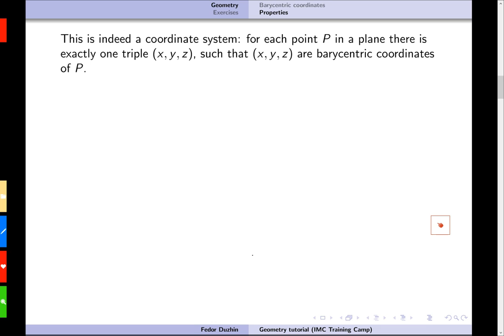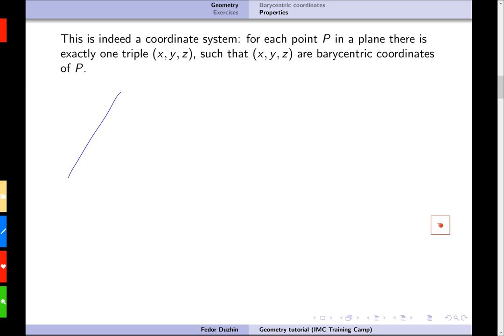Recall that we have already proved that the choice of the origin does not matter for barycentric coordinates, that does not affect the values of xyz. And so which means that if we can prove that existence and uniqueness of barycentric coordinates is true for a particular choice of the origin, then it's going to be true for all choices of the origin, right?